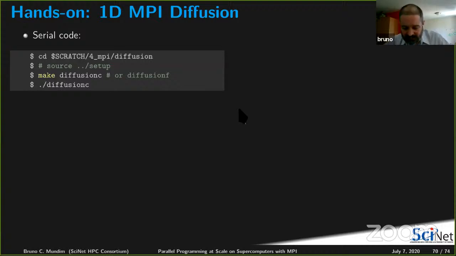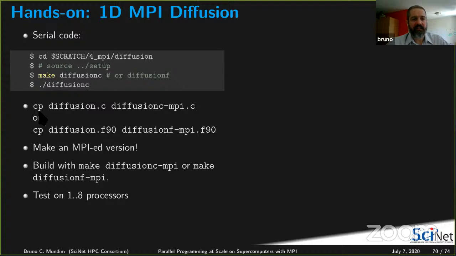Okay, finally, I apologize for having to speed up on the last few slides. I might have to return tomorrow and go slow again so you can understand better. This is the hands-on 1D MPI diffusion equation. You're going to get the serial code in this directory. You go to the diffusion directory, compile diffusion.c, and then run it. Your task is just to parallelize that version.